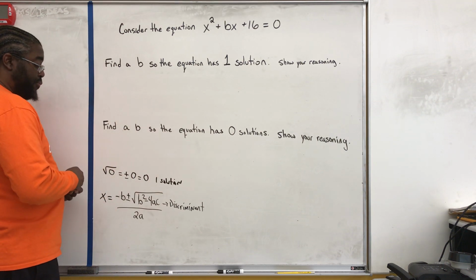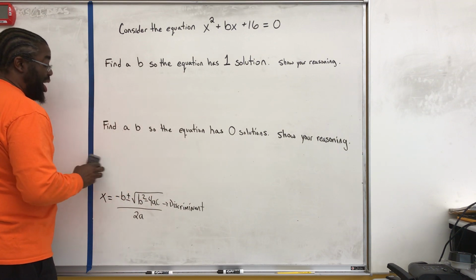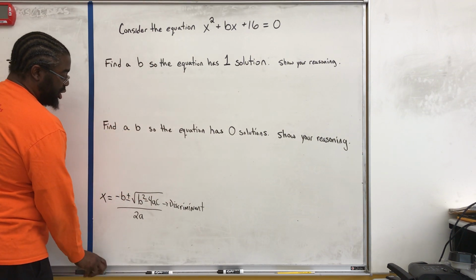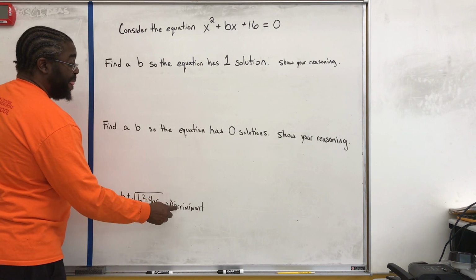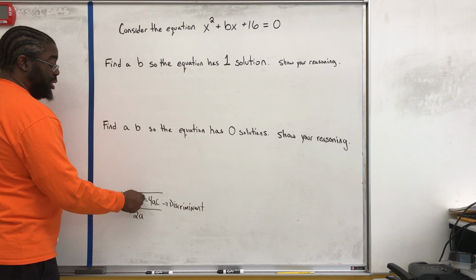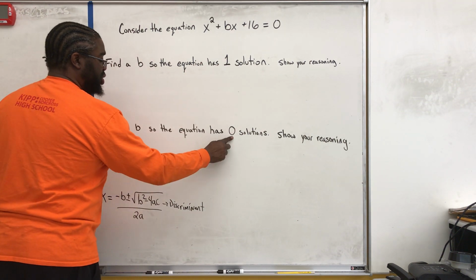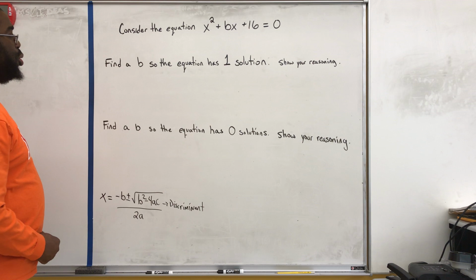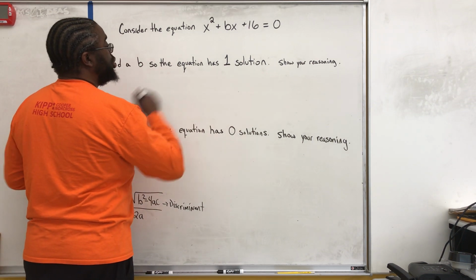Right? Okay, so we know which part of the quadratic formula we're going to use. They're not asking us to solve. They just want us to tell them what b would make the discriminant something that has one solution and something that has 0 solutions. So that's our goal. So let's do it. Find a b so the equation has one solution.